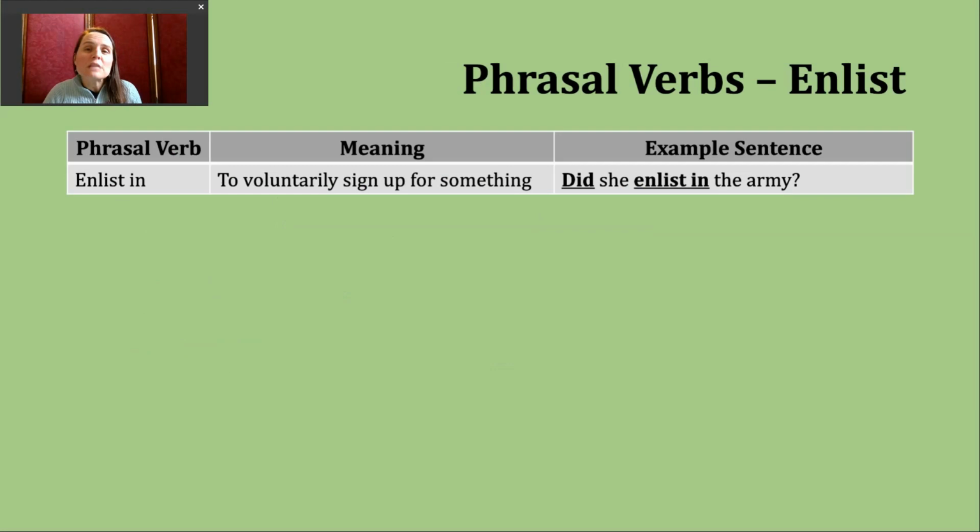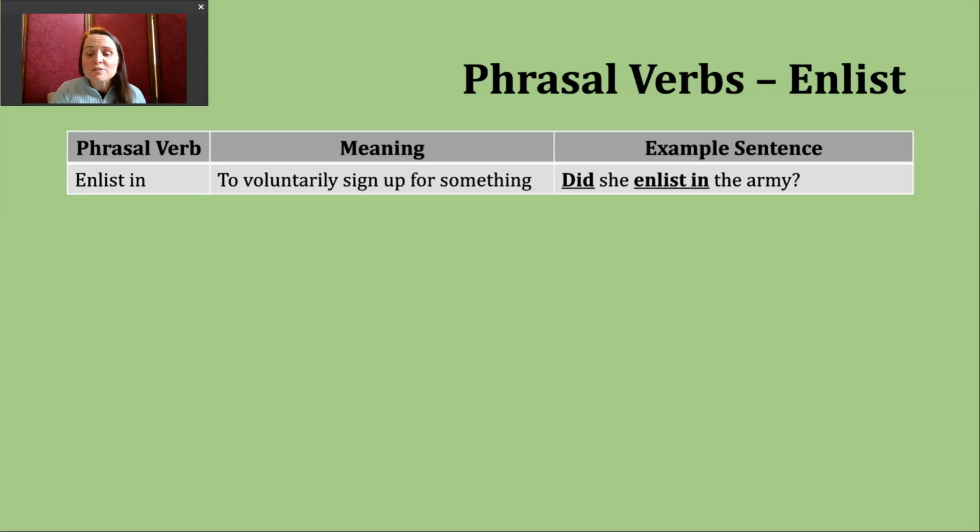Now, there is one phrasal verb that I think you might hear, and again, it's enlist in. And again, it frequently means that someone is voluntarily signing up or joining to be part of something or some activity. Again, it's most commonly heard to refer to someone joining or voluntarily deciding to contribute to armed forces or the military. So, an example of this might be, did she enlist in the army? Right? So we have a specific branch of service here.